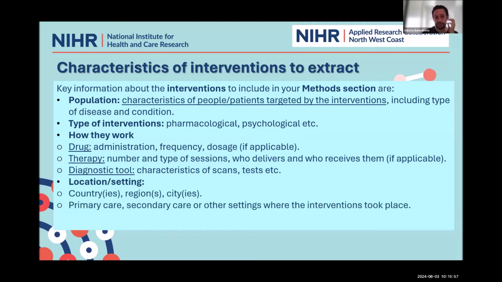Location and setting, again, very simply, we are trying to identify where the interventions took place, both in geographical terms, but also in terms of the type of settings, clinical, social care settings where the intervention took place.